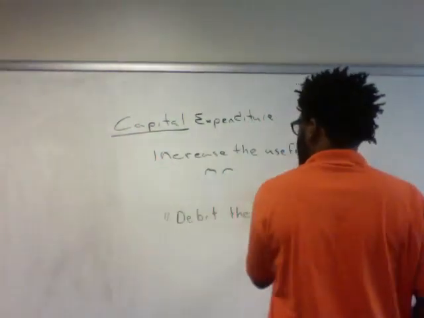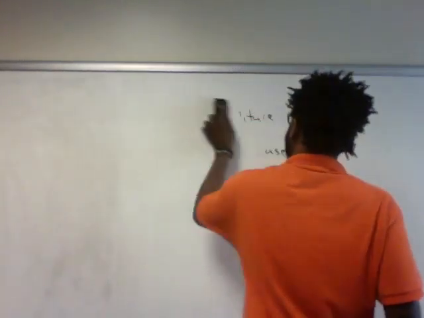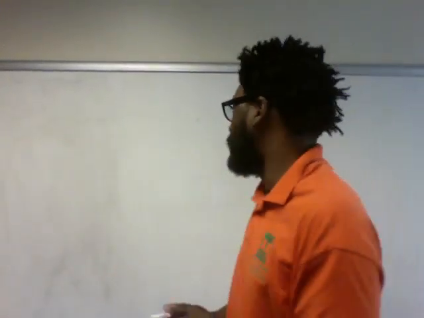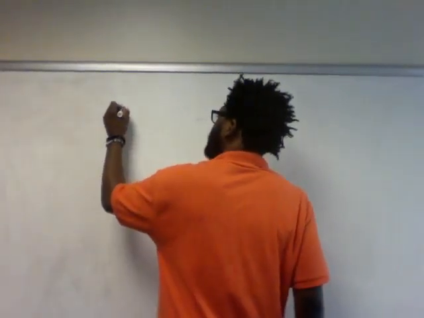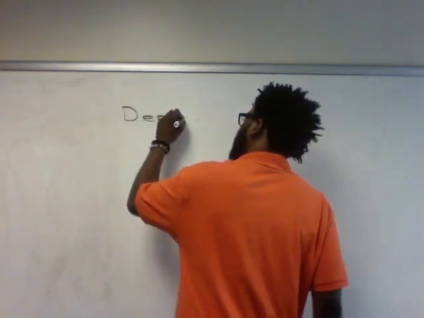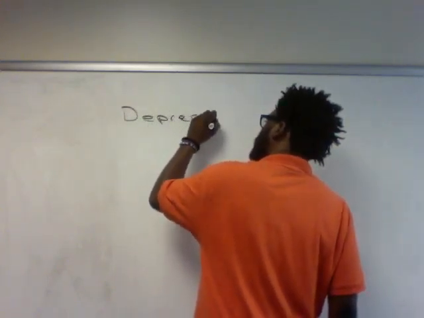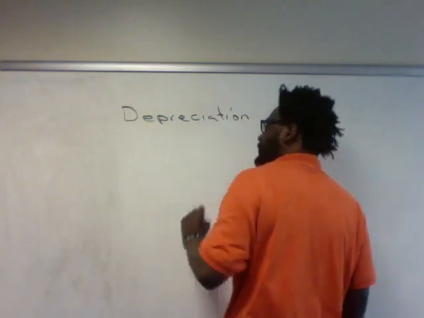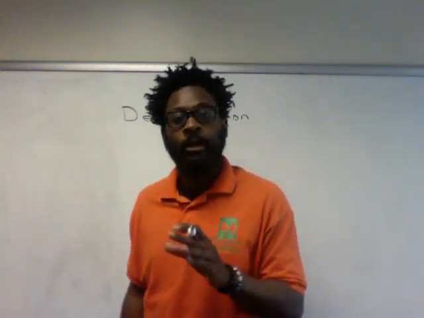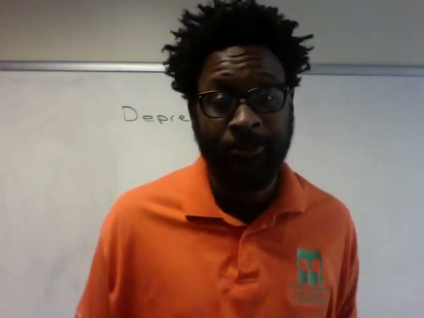I'm going to get into the meat of Chapter 9, which deals with depreciation. And again, you guys already know how to record depreciation. You always debit depreciation expense, and you credit accumulated depreciation. So we're definitely not going to waste any time going back to the basics. Now we're going to figure out how to get those numbers.